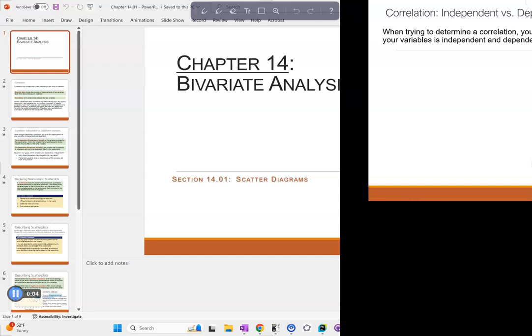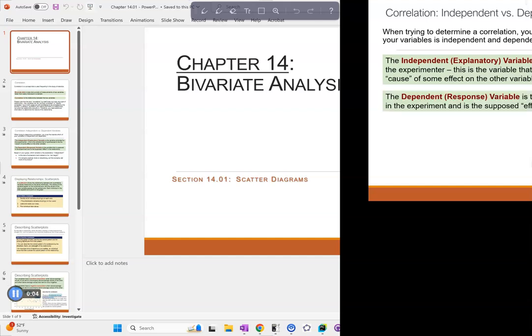So if we're talking about correlation, we really want to start by deciding which variable is independent and which is dependent. The easiest way to think about this is the independent is like the cause, and the dependent is like the effect. So again, when I think independent, I think cause. When I think dependent, I think effect. Independent is X. Dependent is Y, going back to like Algebra 1 times.